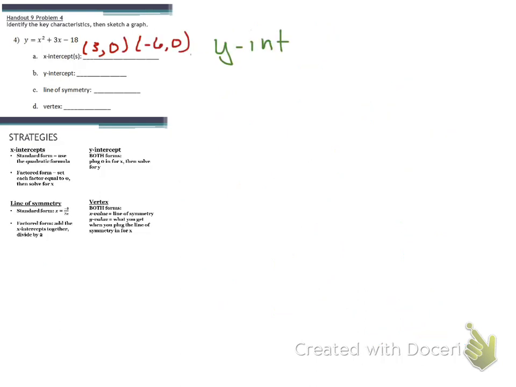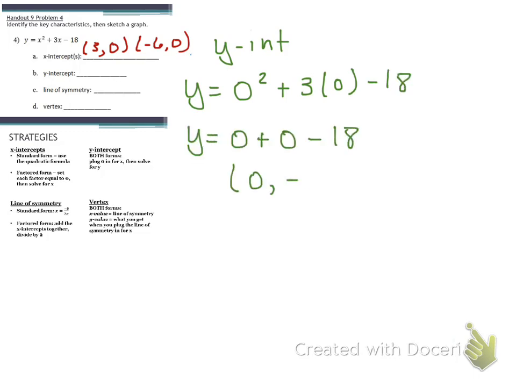For y-intercepts, you want to plug 0 in for x and solve for y, so you'll have 0 squared plus 3 times 0 minus 18, so 0 plus 0 minus 18. So y equals negative 18, and then your ordered pair would be 0, negative 18.